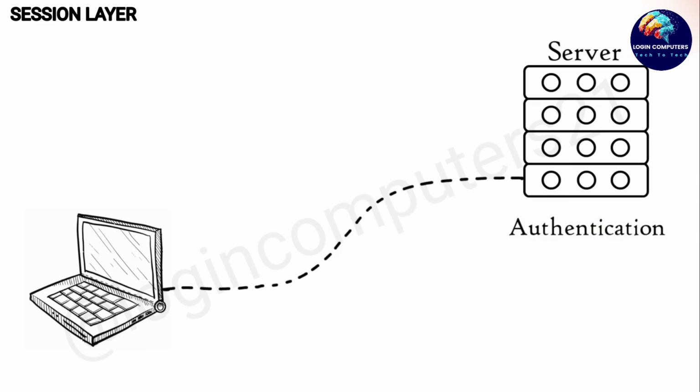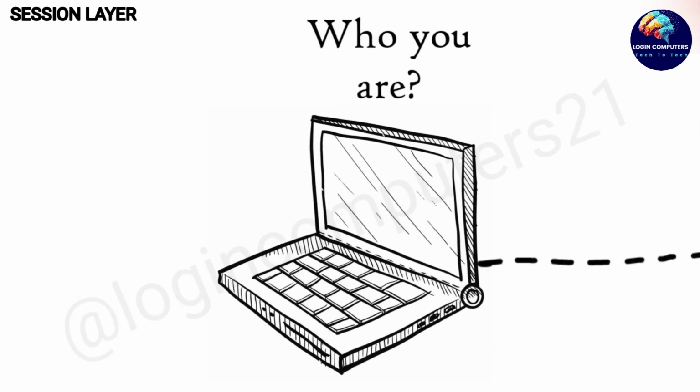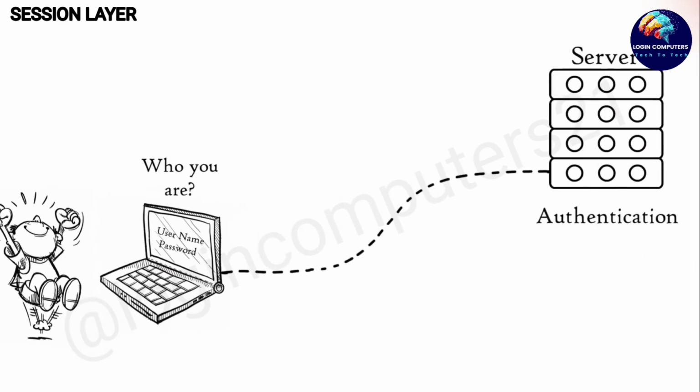Just before a session or connection is established, the server performs a function called authentication. Authentication is the process of verifying who you are. For the server, you use a username and password. Once the entered username and password are matched, a session or connection is established between your computer and the server.